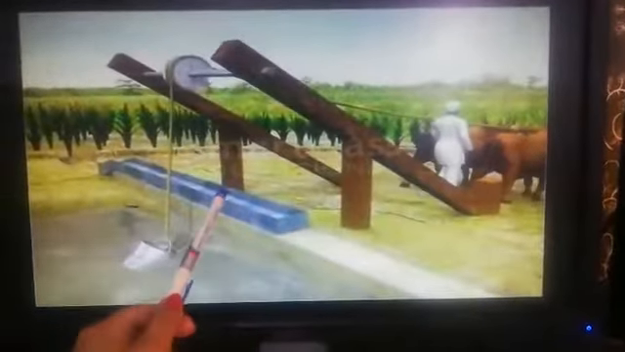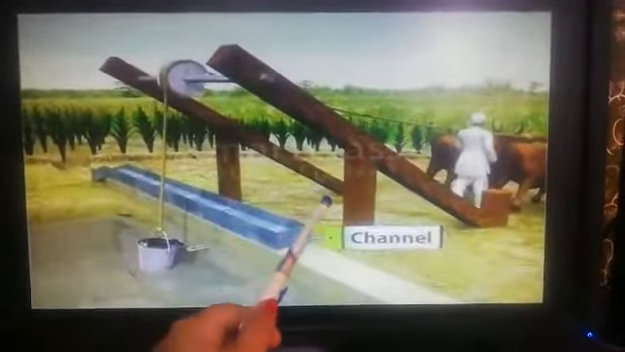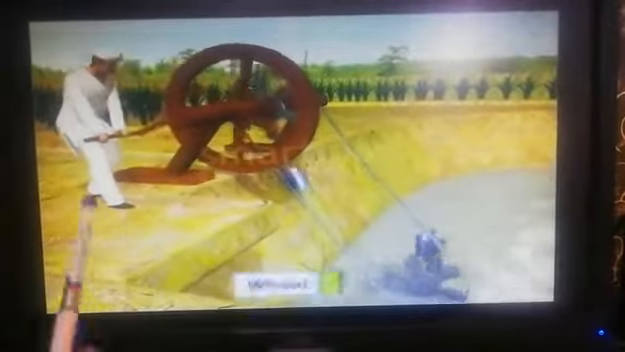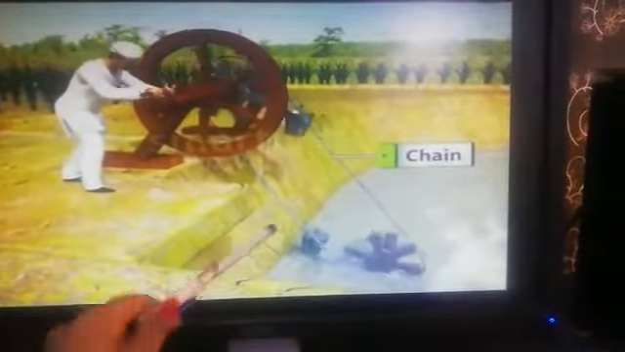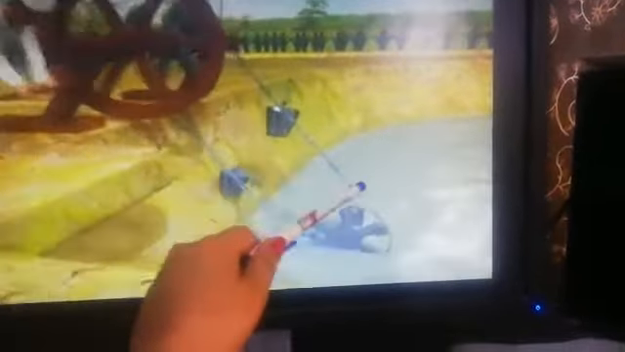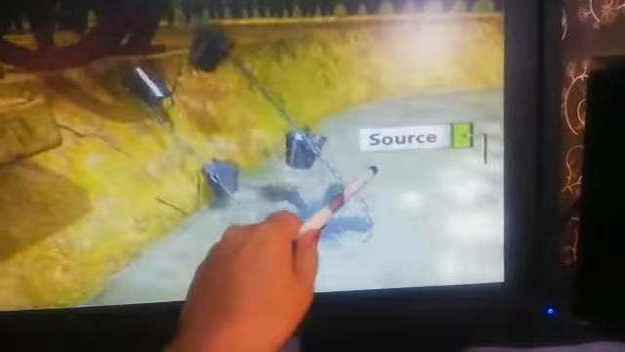The man is using oxen. With the help of oxen, he is pulling the rope on the bucket, and the bucket is filled and throws water into the channel. In the chain pump system, we have wheel, chain, and sources.